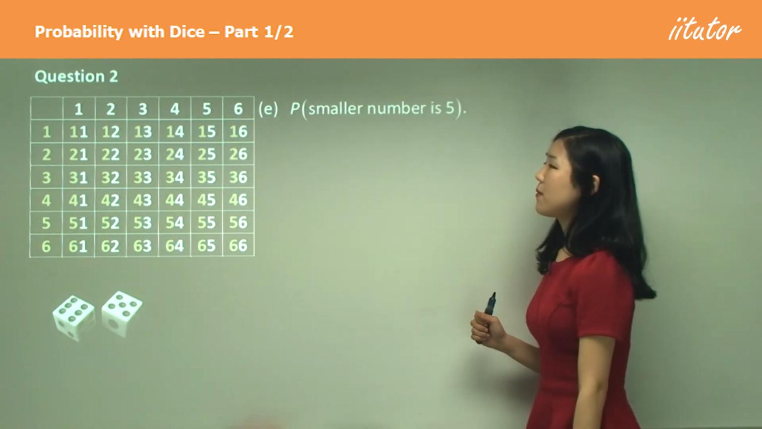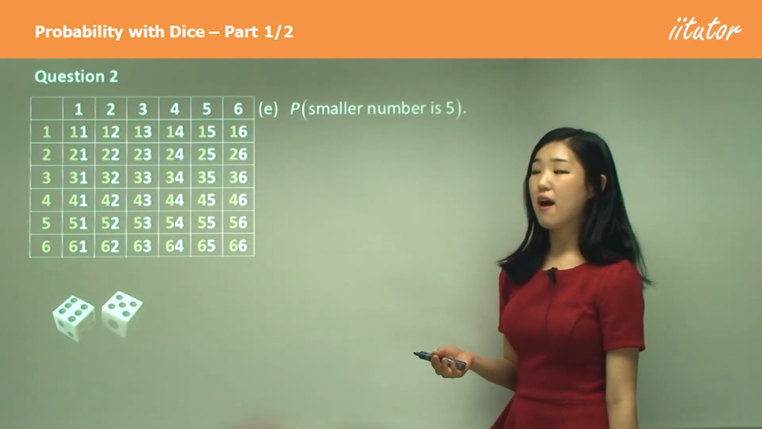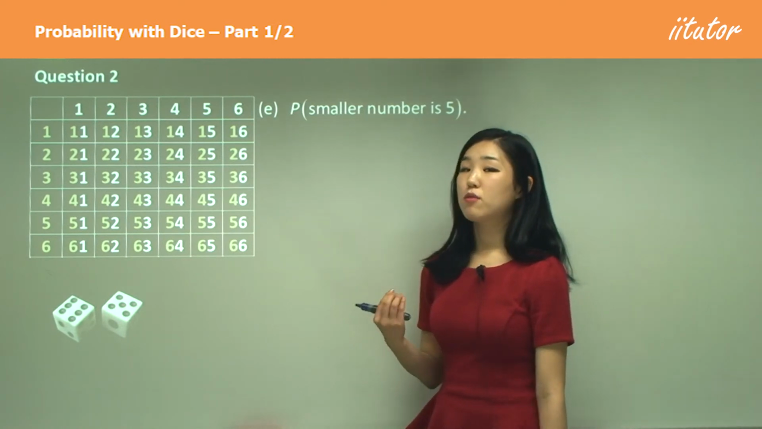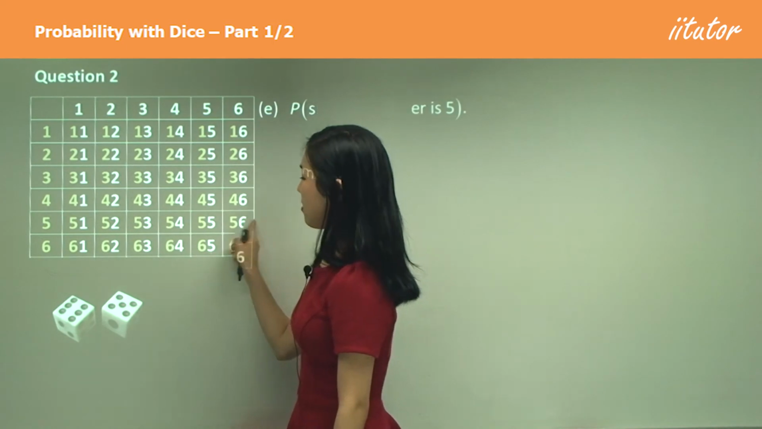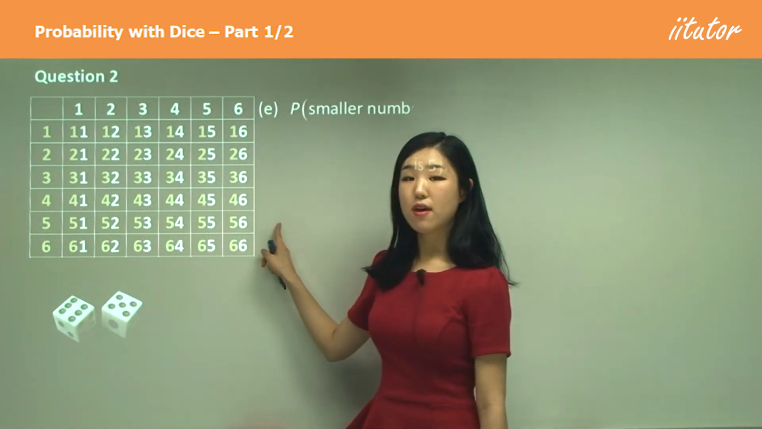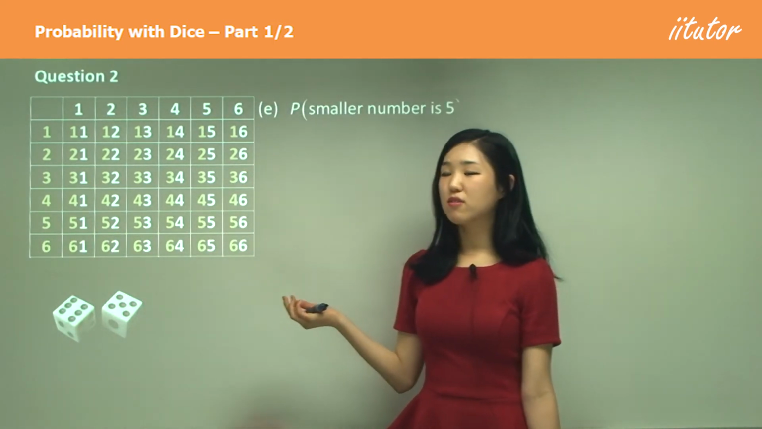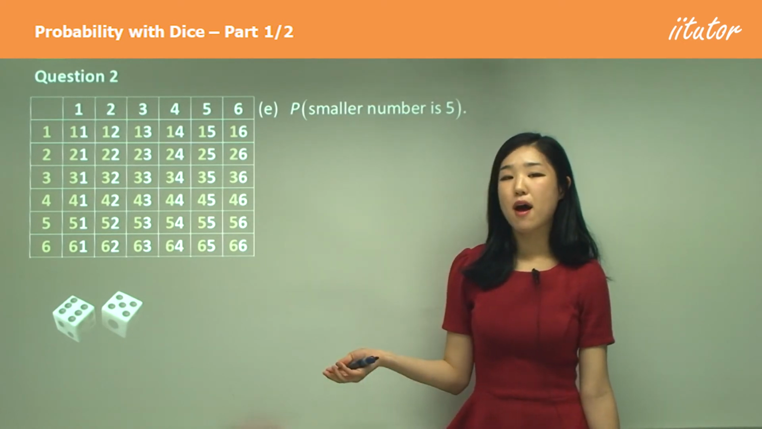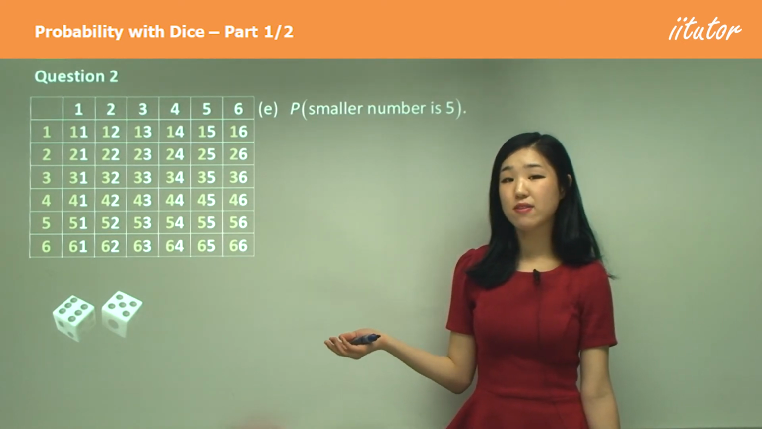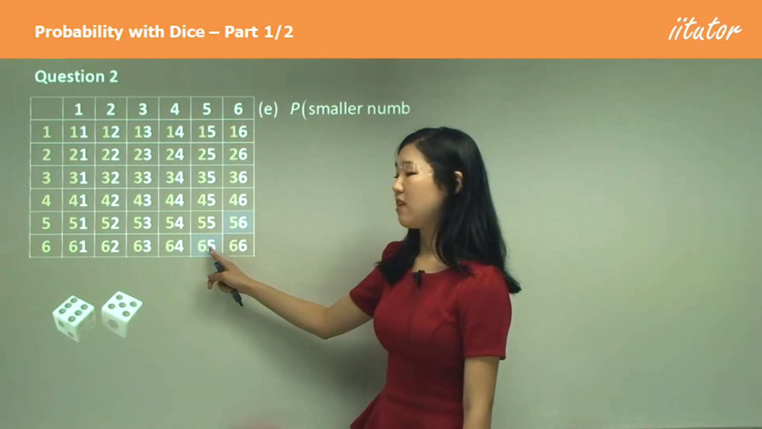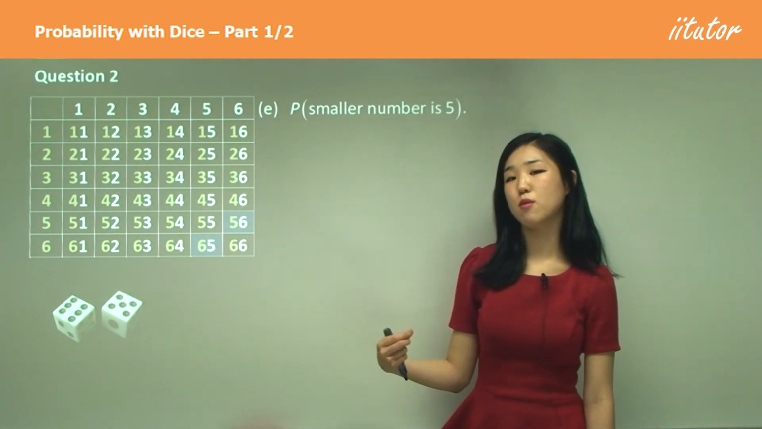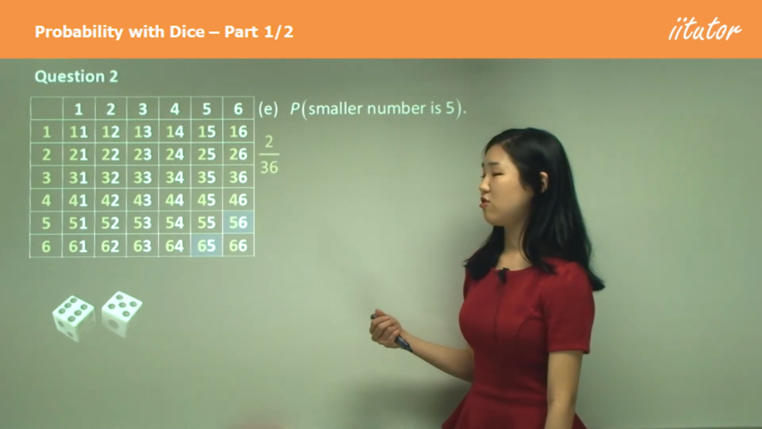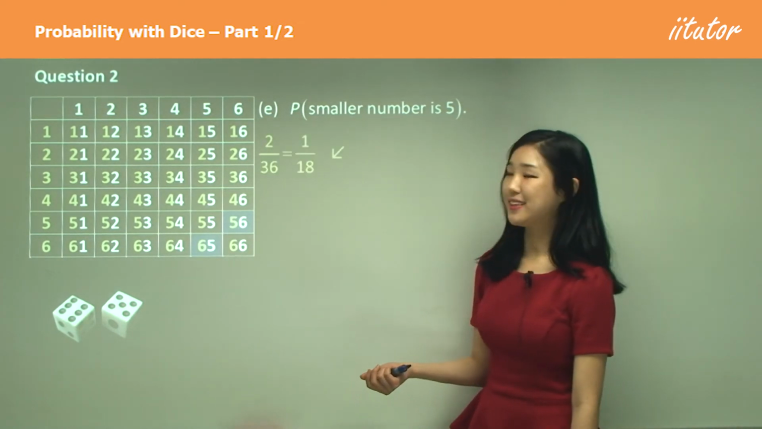E, the probability that the smaller number is 5. Now, I want the smaller number to be 5, so we look at this column here and this row here that has the 5. But this was easy, guys, because 5 is the second greatest number and the only number that's greater than 5 is 6. So it must be just these two. And in these two boxes, 5 is the smaller number. So therefore, it's just 2 out of 36, which is 1 on 18.